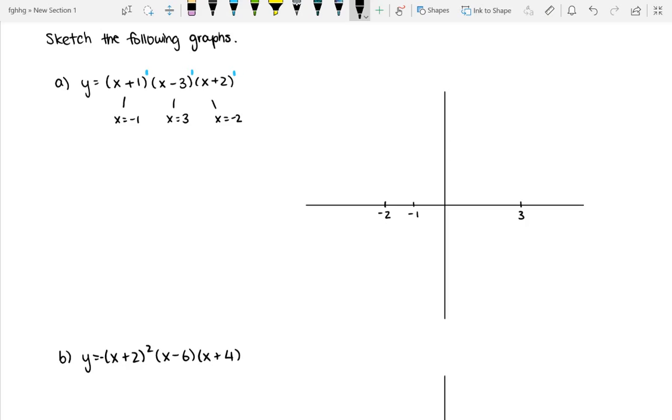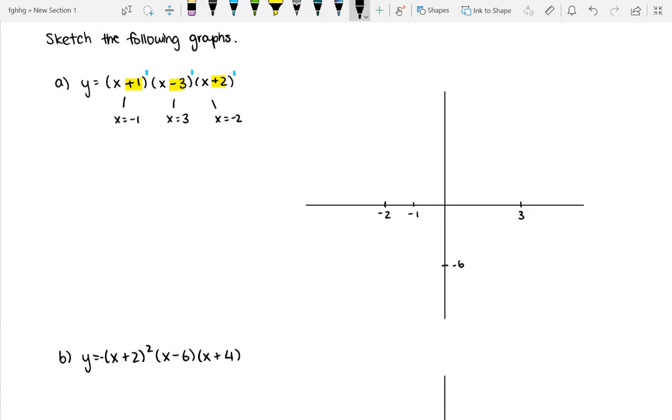And then based on your factored form, you can actually figure out what your y-intercept is going to be by multiplying all the numbers of your factors together. So in our case here, we're going to multiply positive 1 times negative 3 times positive 2. That's going to end up giving us negative 6. So I know that my graph is going to have a y-intercept of negative 6.